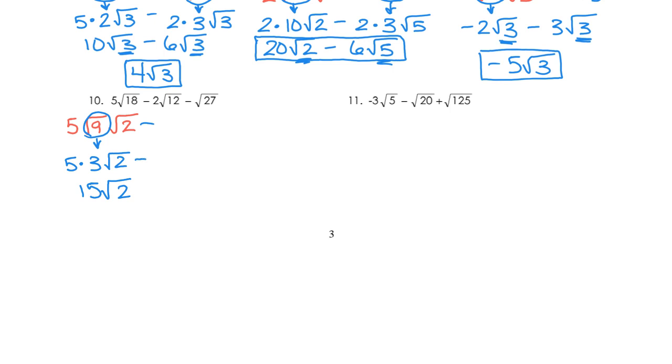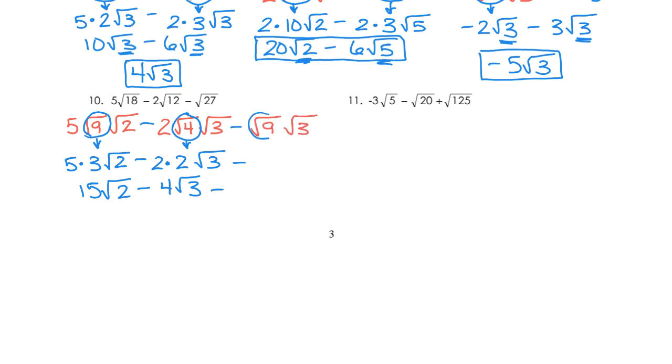Next up is a minus sign that comes down, and square root of 12 gets broken up into 4 and 3. Circle the perfect square. It becomes 2. Everything else just comes down, and that becomes 4 square root of 3. Keep the minus sign, which comes next. And then square root of 27 gets broken up into 9 and 3. Circle our perfect square. Square root of 9 becomes 3 square root of 3. And I'm just going to bring that down.